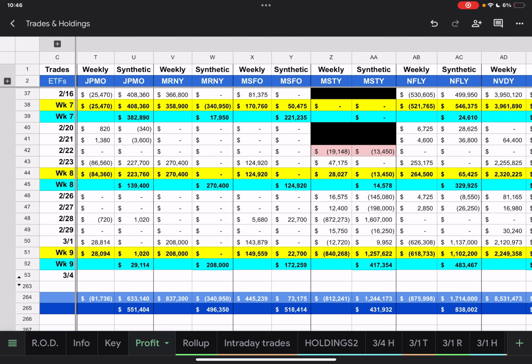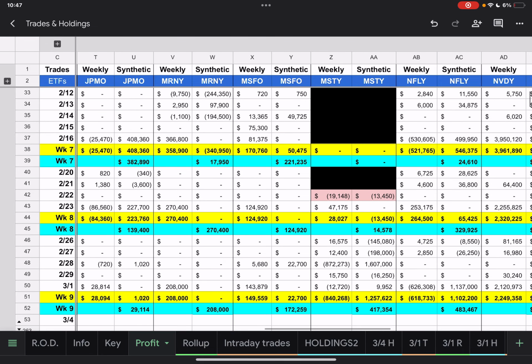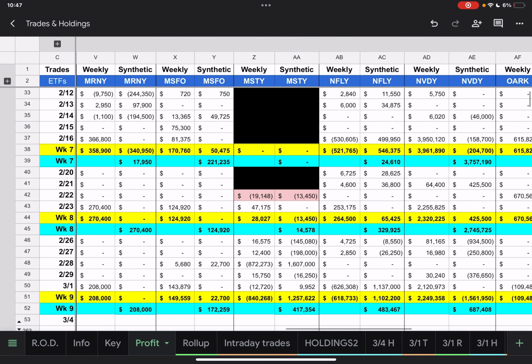Even when you look at February 28th, the same thing, there's the negative and positive. I'm going to start looking at that. So if you look at the cumulative down there, it was a loss of 81,000 for the weekly short call, but a gain of 633 for the synthetic. So if we go over to Murney, there's lots of negatives on that first week.